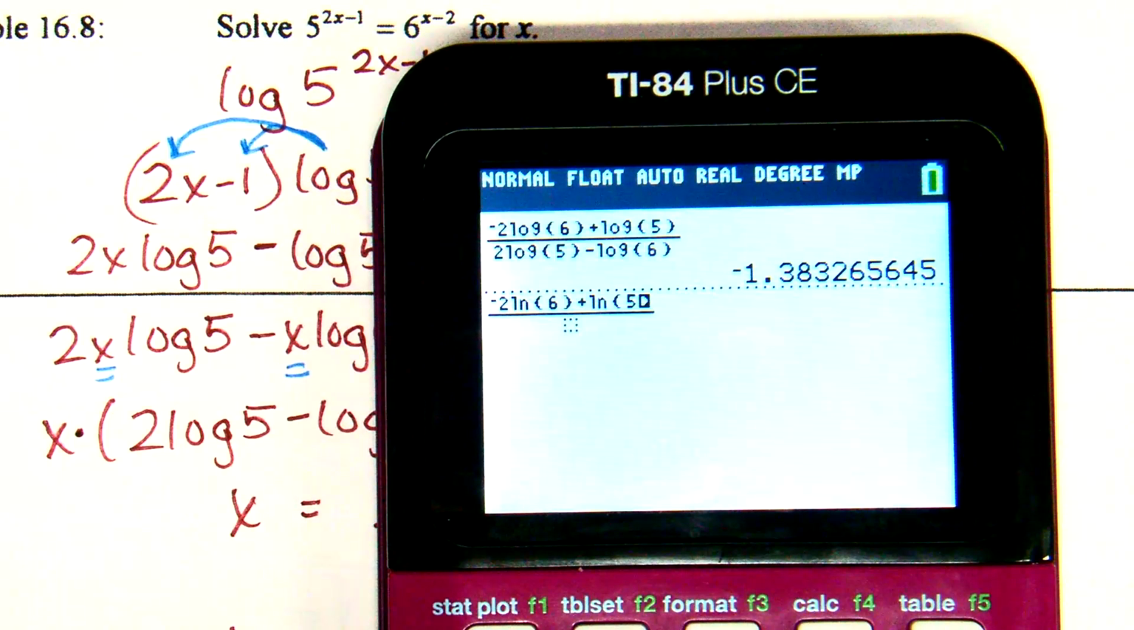Notice, guys, I have the same answer twice, just because I was trying to show you something. The first time I used log like what we did. Just to show you, could you have used natural log just the same? Yep, it gives you the same answer. So, negative 1.3833.